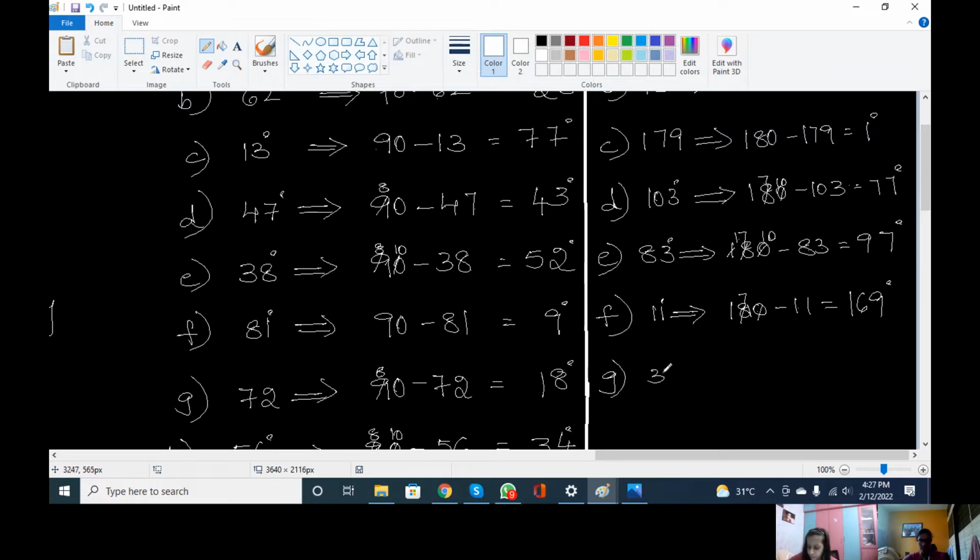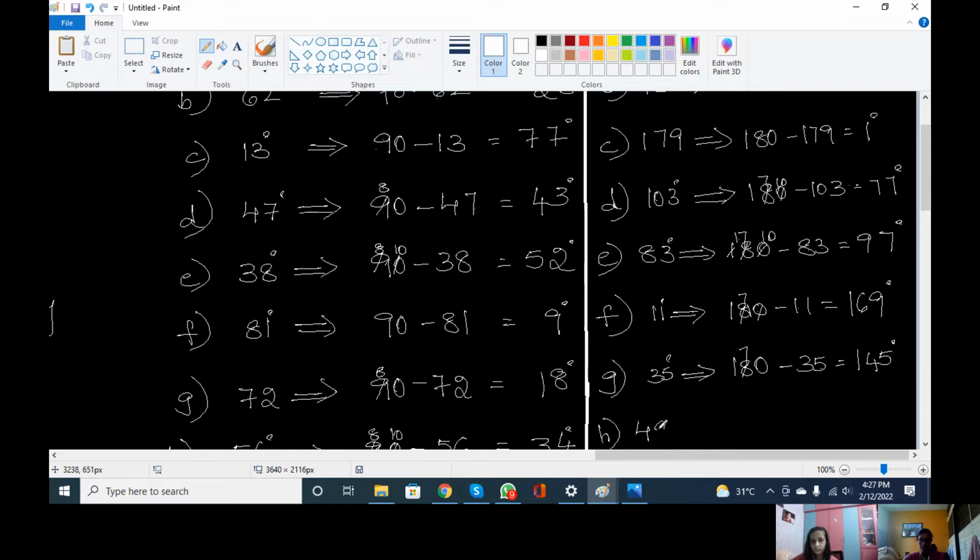G. 35 degrees. 180 minus 35. 10 minus 5, 5. 7 is here. 7 minus 3 is 4. And 1 as it is. 145 degrees is the supplementary for 35 degrees.